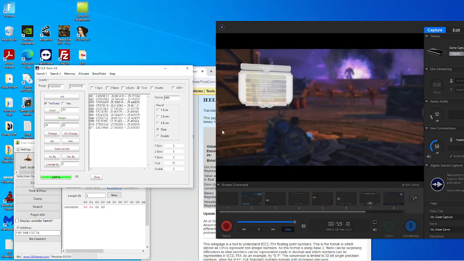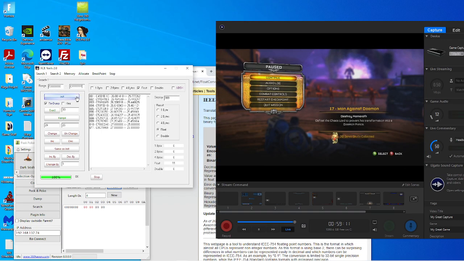Okay, I'm going to pause the game. We're going to do an initial value search. We don't know what this value is, and at first, we're going to assume it's a count up value. We're going to assume that we're starting at 0 or some other number, and then that number is going to go up every single time we hit an enemy. If I remember correctly, that actually is what this counter is.